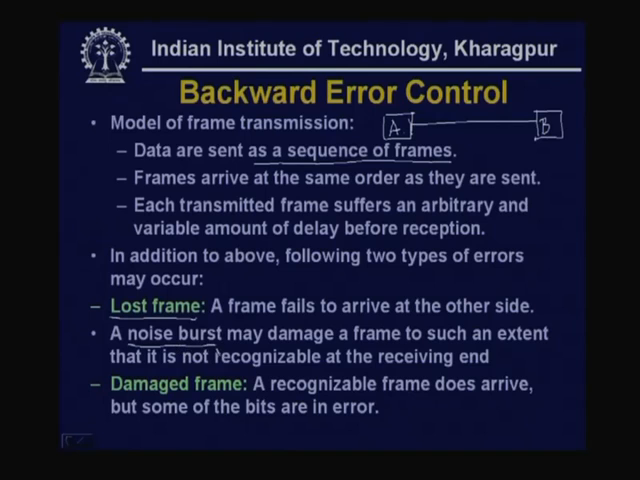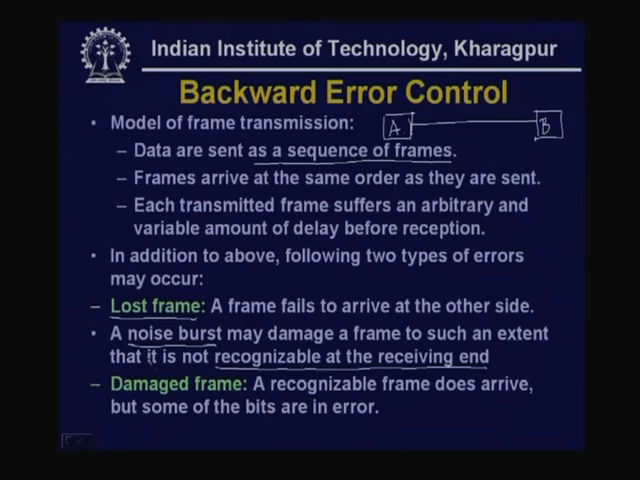Whenever a frame is sent, in what situation can a frame not reach the destination, or get lost on the way? One possibility is that there may be some noise, and that noise can corrupt the frame to such an extent that the information is not recognizable. So a noise burst may damage a frame to such an extent that it is not recognizable at the receiving end.